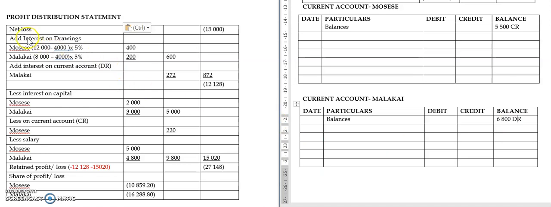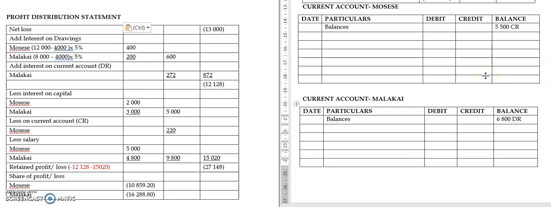Now, whatever we have added in profit distribution account will go on the debit side of the current account. Whatever we have subtracted will go on the credit side of their current account. If it's a loss that they are getting, a share of their loss, then it's on the debit side. And if it's a share of profit, then it will go on the credit side.